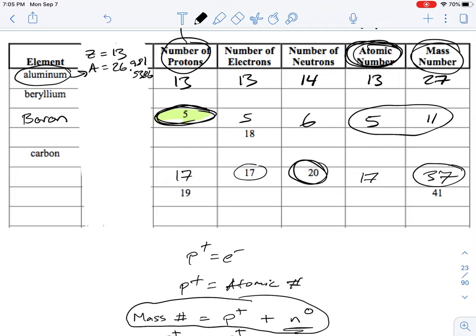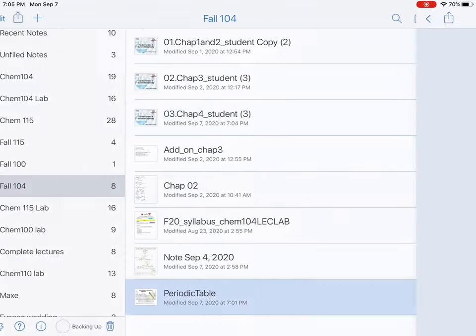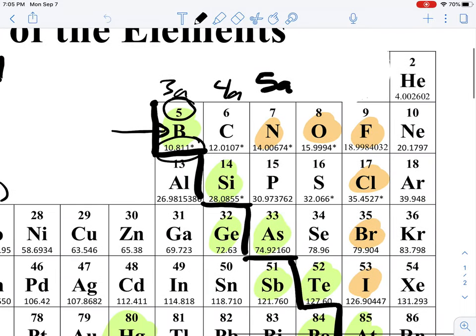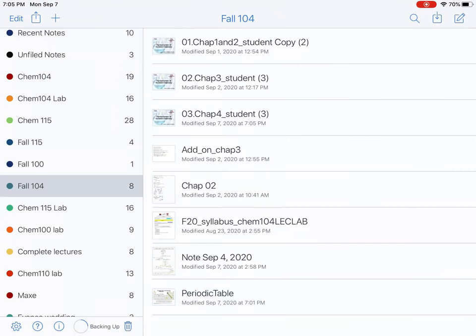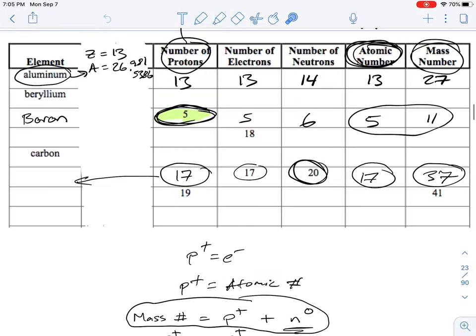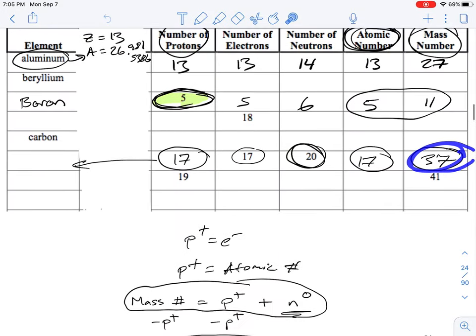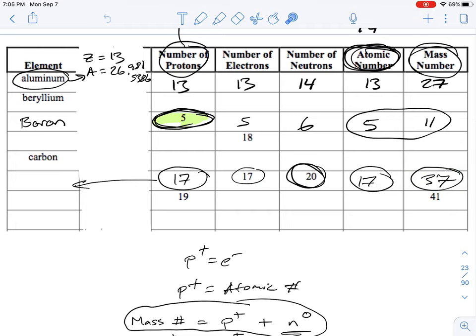And so to identify the identity of this element over here, we need to look at either the number of protons or the atomic number. And so we're looking for 17. And if you look at 17, the identity of that element is chlorine, Cl. Now, if you look at the mass number at the bottom, it's 35. But if you look at what we put over here, it's 37. And so students might say, oh, it says 35 in the periodic table, so I'm going to go ahead and put in 35 here.